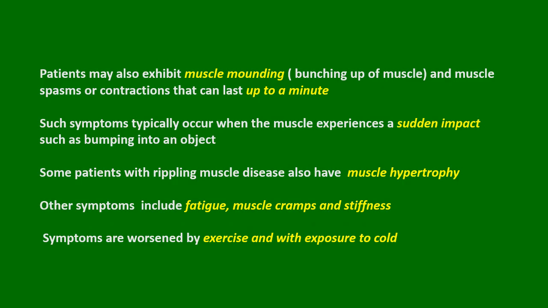Patients may also exhibit muscle mounding or bunching up of the muscle and muscle spasms or contractions that can last up to a minute. Such symptoms typically occur when the muscle experiences a sudden impact, such as bumping into an object. Some patients with rippling muscle disease may also have muscle hypertrophy. Other symptoms include fatigue, muscle cramps, and stiffness. Symptoms are worsened by exercise and with exposure to cold.